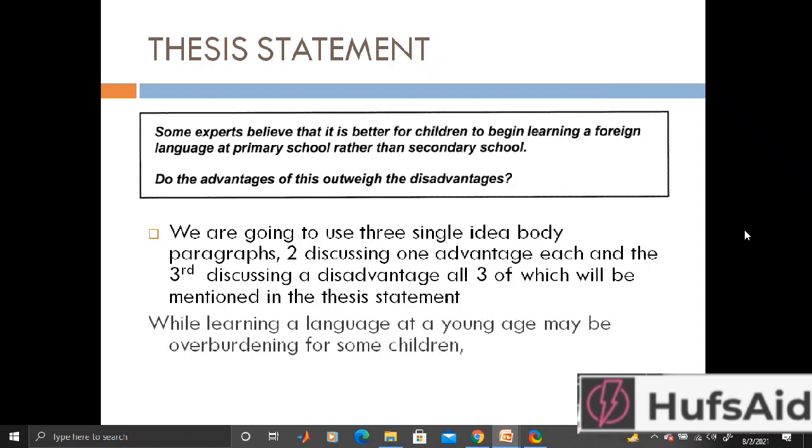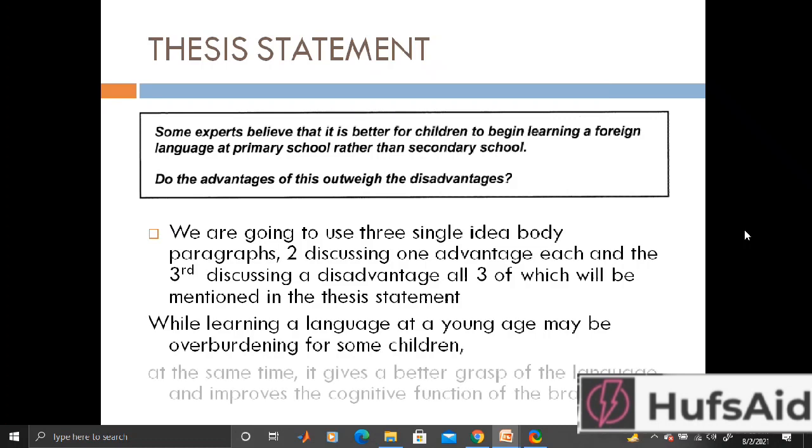While learning a language at a young age may be overburdening for some children, that is the one disadvantage I have given. At the same time, it gives a better grasp of the language and improves the cognitive function of the brain. Here you can see that I have used "while" and "at the same time", which are used to represent two contrasting statements. I am highlighting this because it holds value when you are writing. Linking words, connecting verbs, phrasal verbs, all of these have value in IELTS writing.